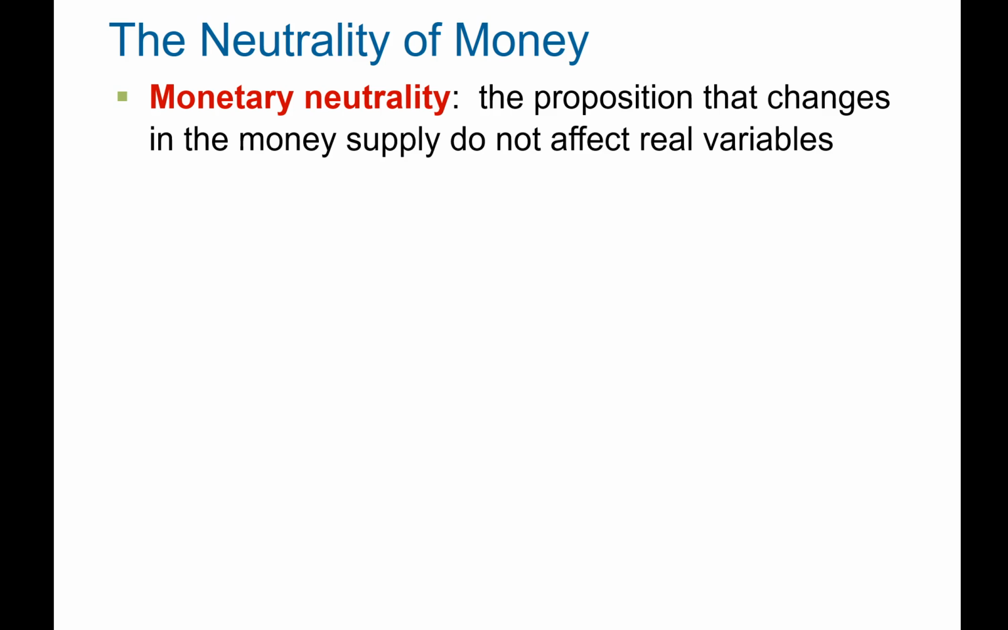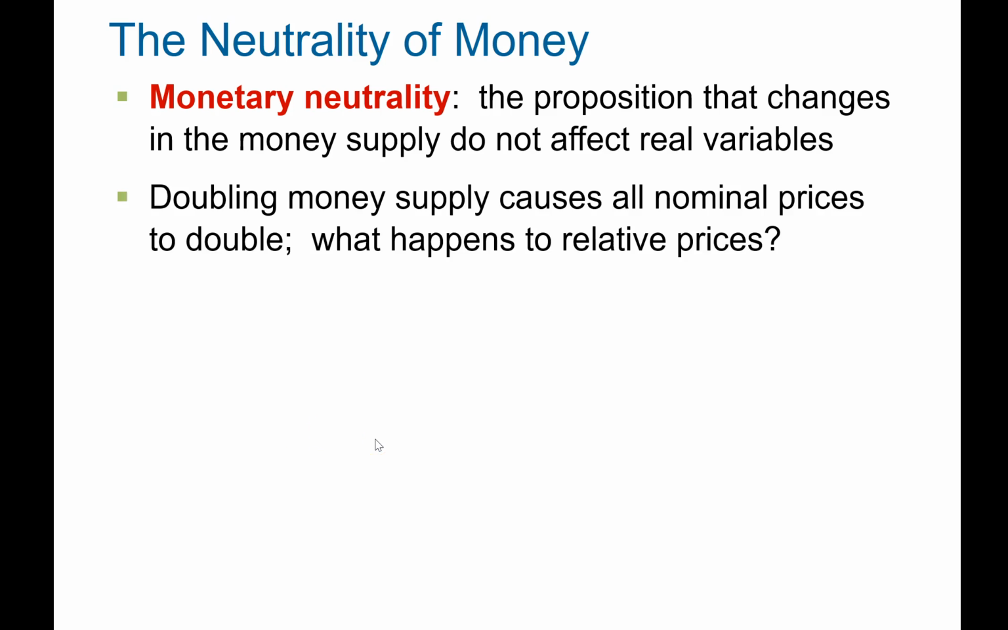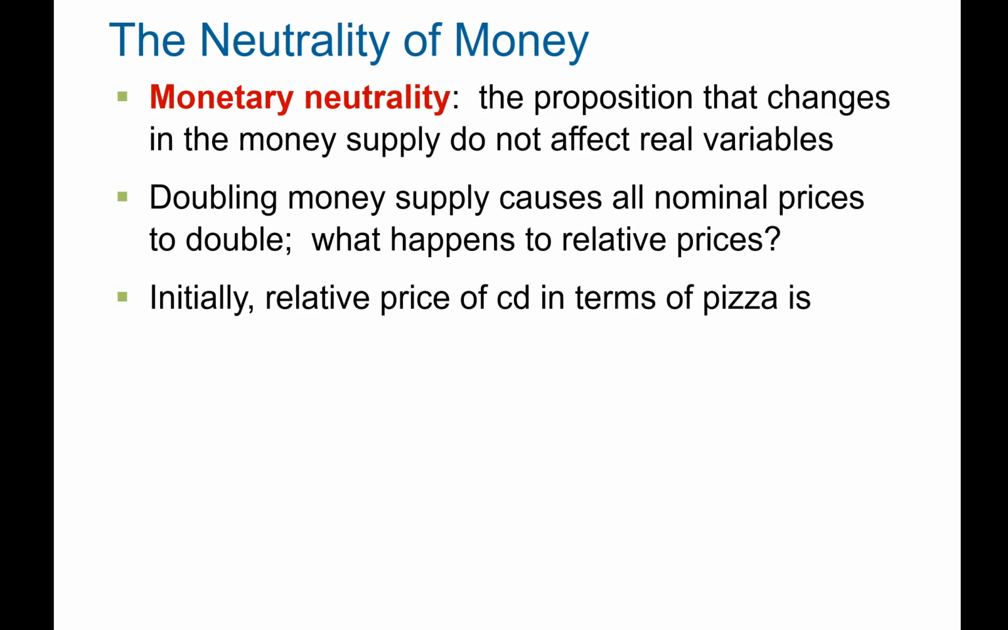The concept of monetary neutrality is the idea that changes in the money supply, just like Hume suggested, don't affect real variables. It's part of explaining this classical dichotomy. So the idea behind the neutrality of money would tell us that doubling the money supply is going to cause all nominal prices to double. However, because we're suggesting that it's not related to real variables, it's not going to affect the real variables.